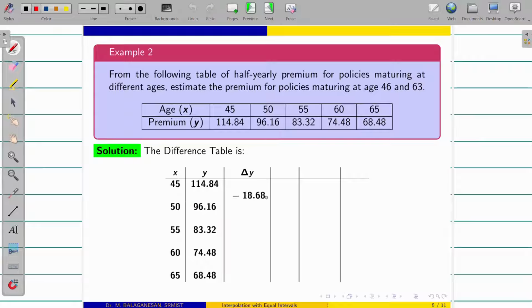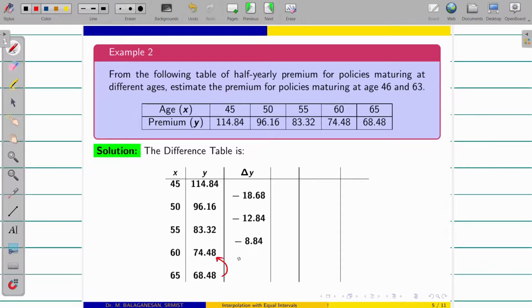Then what is the answer? Minus 18, negative value. Is it clear? That's it. Similarly, 83.32 minus 96.16, so you'll get minus 12.84. It's better to write in the middle, guys, in which way I have presented here, because then only you won't get the confusion, right? 71.48 minus 83.32 will give minus 8.84.